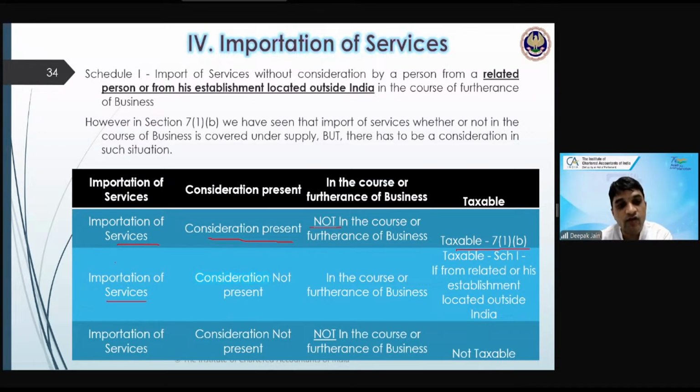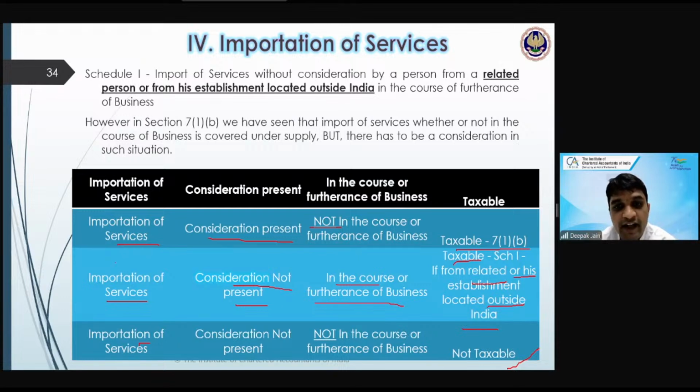Second variant: when I do importation, consideration is not there, but it is in the course or furtherance of business. Will it be liable? Yes, it will be taxable only if it is from a related person and that person is located outside India. You have to buy it from a related person and that related party should be outside India. Third scenario: importation of services where there is no consideration and it is not in the course or furtherance of business either. Then it is not taxable. So GST law tries to envisage a lot of things and then says whether it is taxable or not.